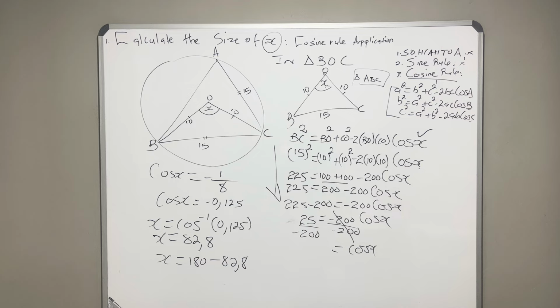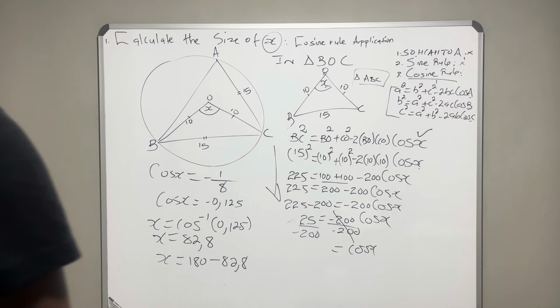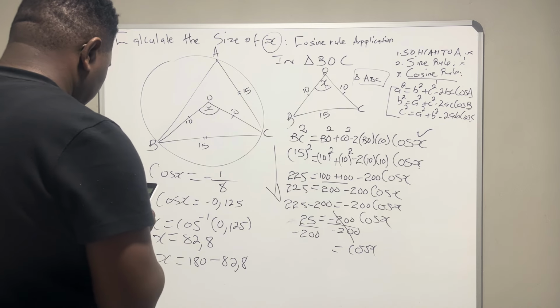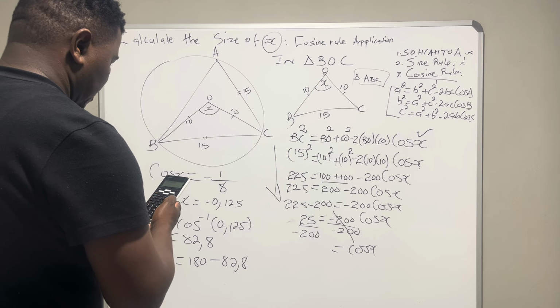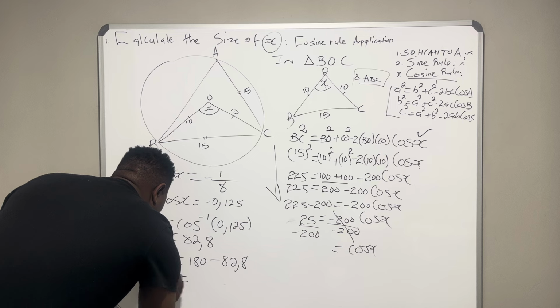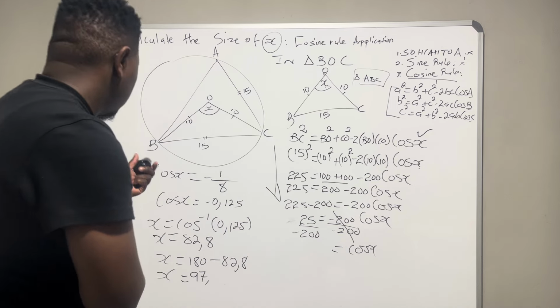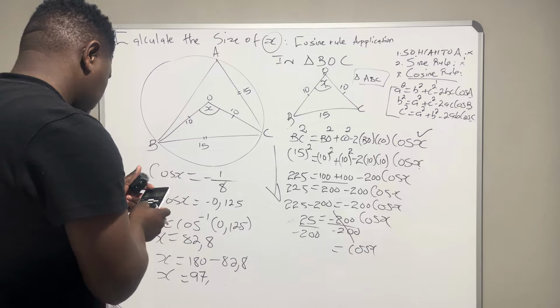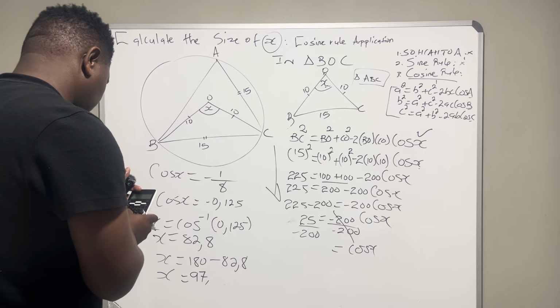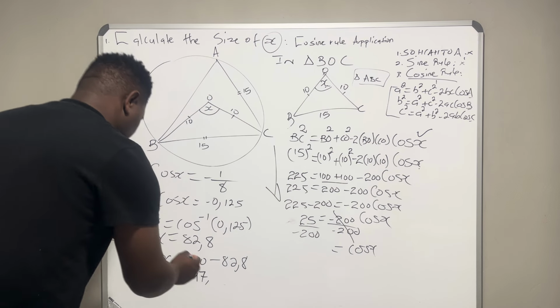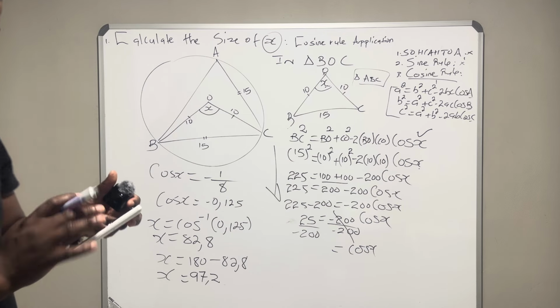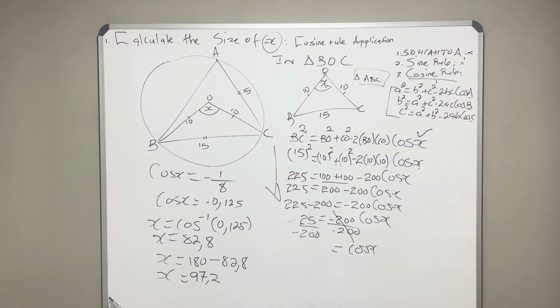In this case, let me calculate and see what we get as the final answer. 180 minus 82,8. Okay, I'm having x 97, let me see. Okay, I cancel that, I couldn't see that. 97,2. Yes. There we go, my good people.